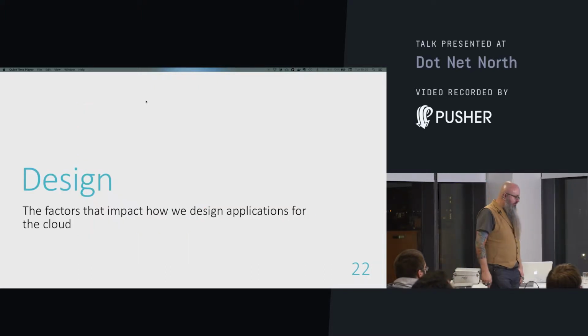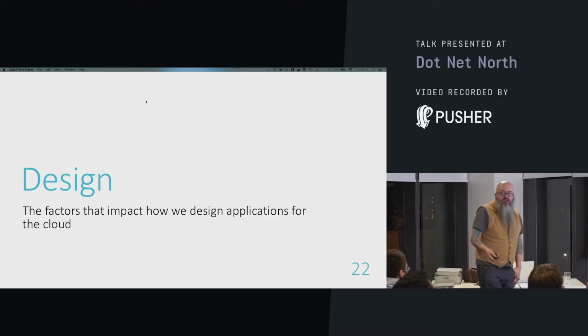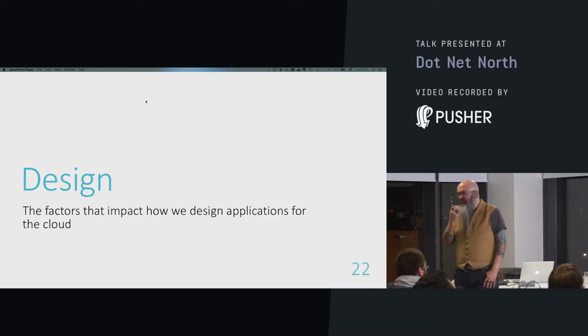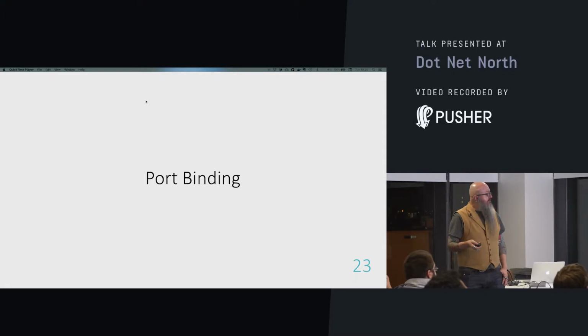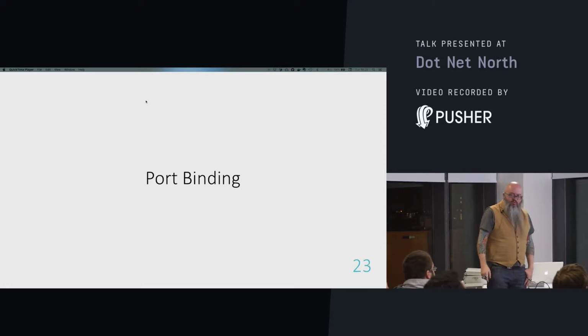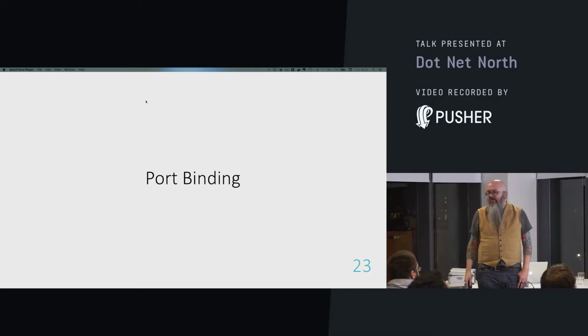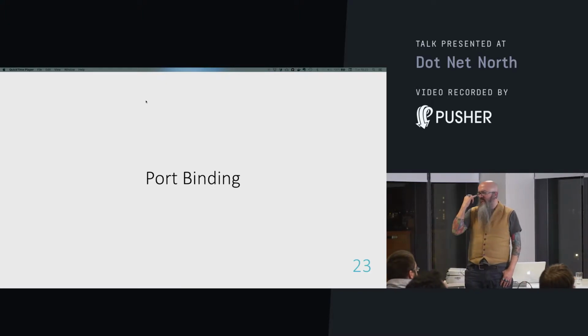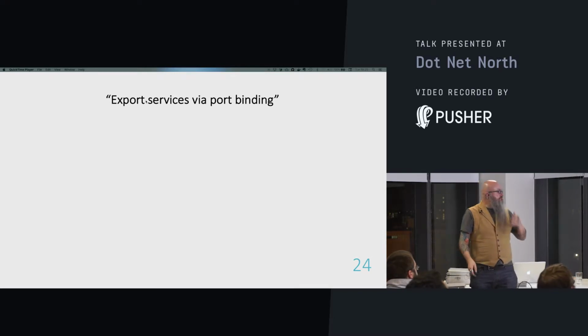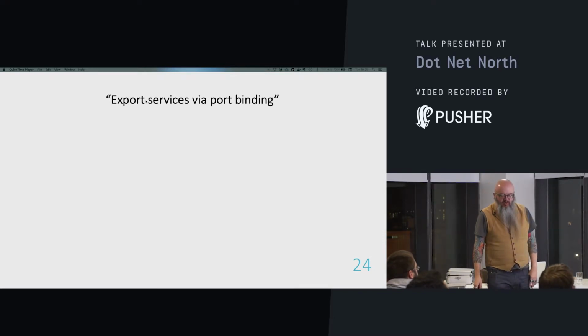So let's start by talking about how we design 12-factor apps. What are the key issues that we want to talk about? What may be different to what you understand? So the first one I usually talk about is what's called port binding. So port binding, anyone know what port binding is? Anyone have a stab at that? Okay. Export services via port binding.